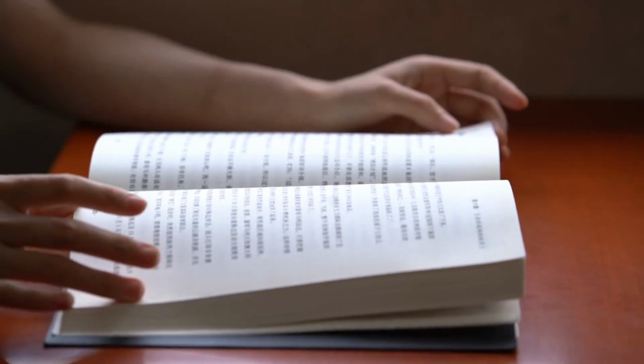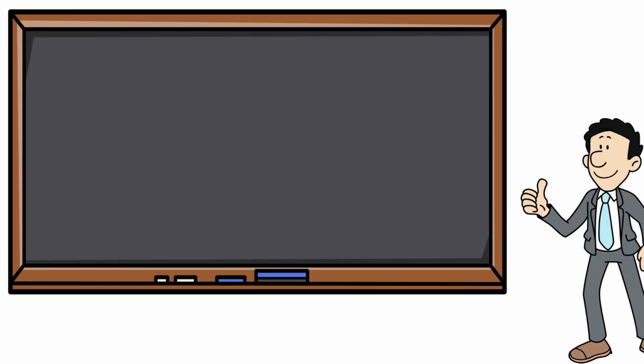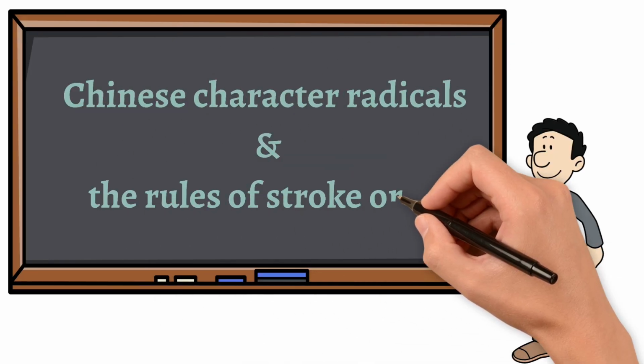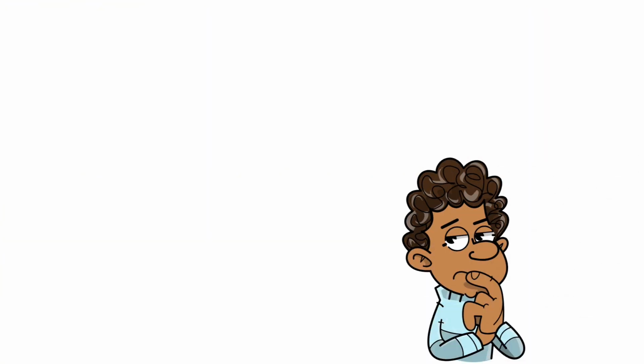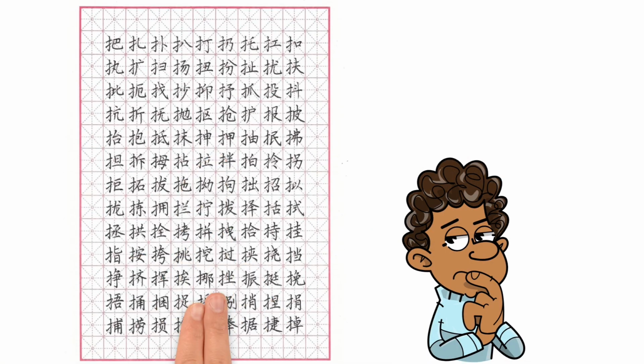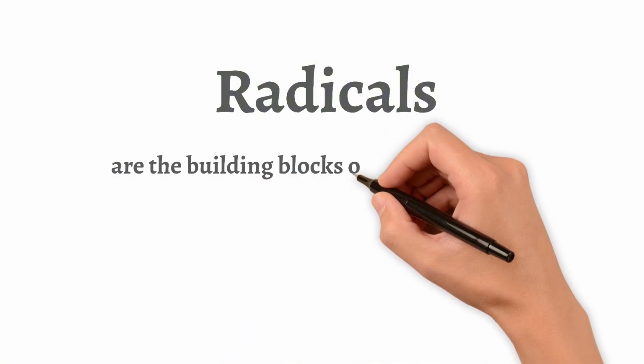Have you ever looked at a Chinese character and wondered, how do people even remember all of this? Hi everyone, today we're going to explore Chinese character radicals and the rules of stroke order. But first, have you ever noticed that some parts of a Chinese character repeat over and over again? That's not a coincidence. Those repeating parts are called radicals, and they are the building blocks of Chinese characters.